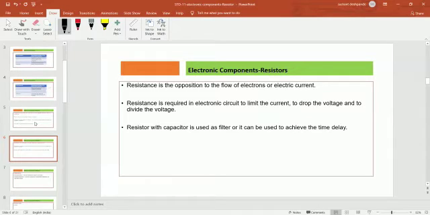Why is resistance required? Resistance is required in electronic circuits for three different things: one is to limit the current, second is to drop the voltage, and third is to divide the voltage. A resistor along with a capacitor is used as a filter, or it can be used to achieve time delay. So the RC circuit, resistor capacitor circuit, is used as a filter or to achieve time delay.